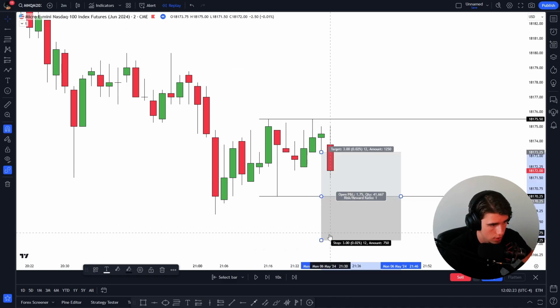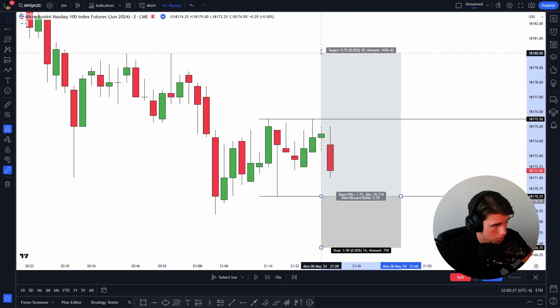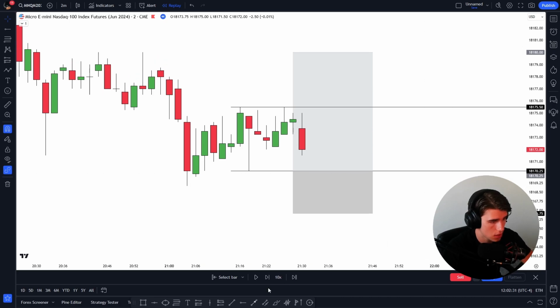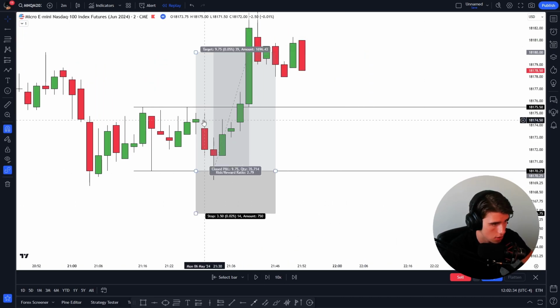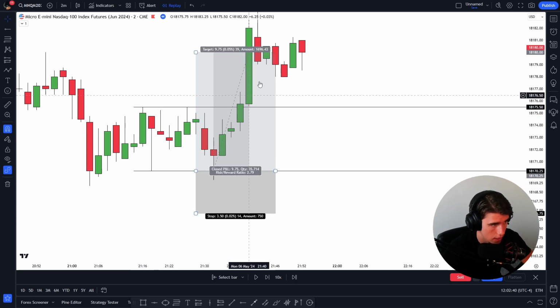Comes down, and I'm ready to turtle soup this low. I'm going to include this low in my stop, and we could possibly target these equal highs here and use this as our break even. Now let's see exactly what price does. It comes down, sweeps the 15-minute candle low, the prior 15-minute candle low, right? Sweeps that and goes higher.